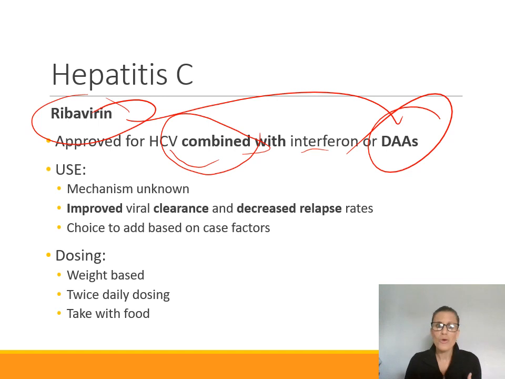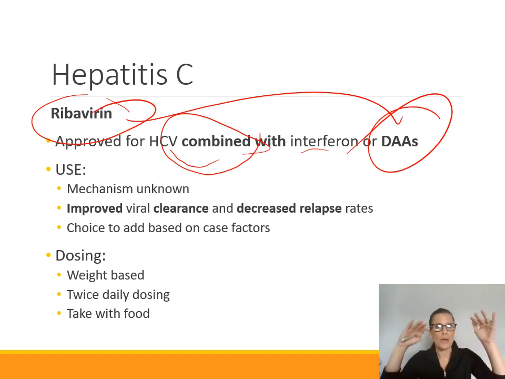The mechanism for why ribavirin is helpful in hepatitis C is unknown, but there's a lot of clinical evidence that shows that it's effective. We don't know how or why, but we know that it is. It's not a guess, it is proven, shown. We see that there's improved viral clearance and decreased relapse rates. The choice of whether or not it's going to be added just depends on specific case factors.